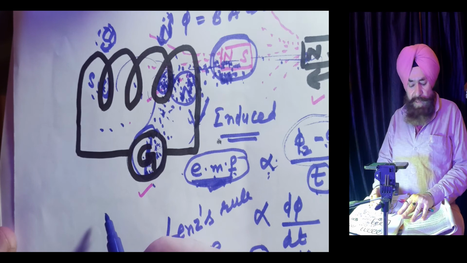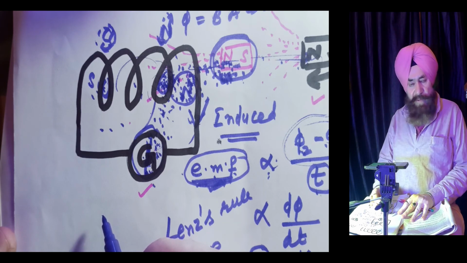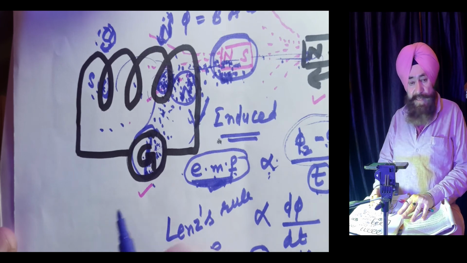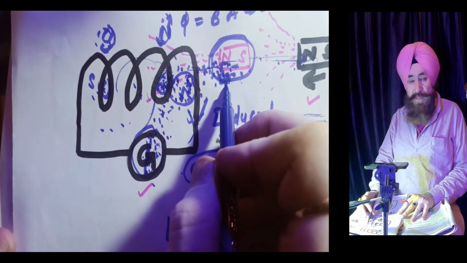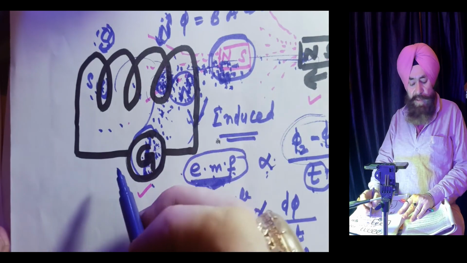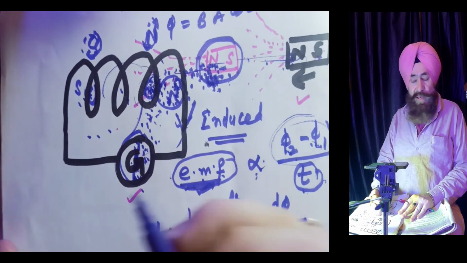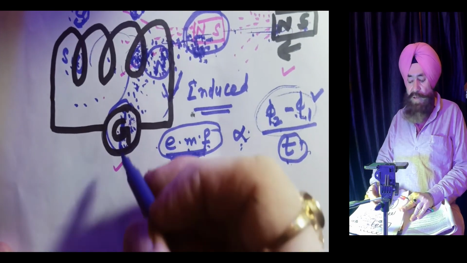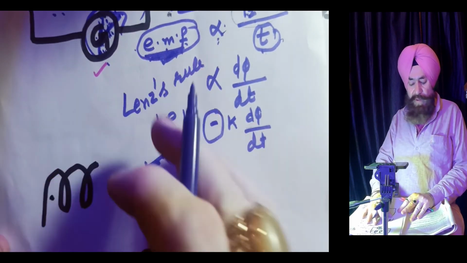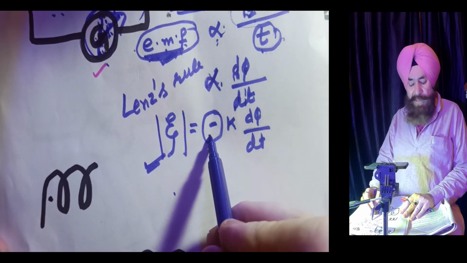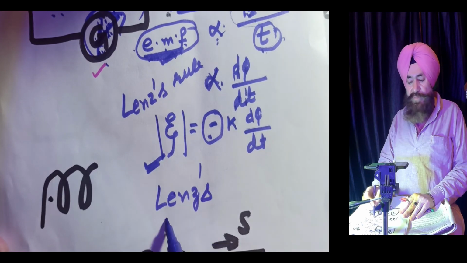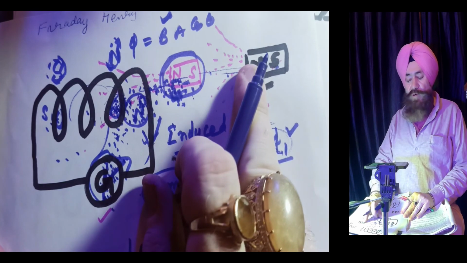Number one, whenever the amount of magnetic flux linked with the circuit changes, an EMF is induced in the circuit. The induced EMF lasts, meaning remains, as long as the change in flux continues. When the change stops, the induced EMF vanishes. And second, the magnitude of the induced EMF, meaning the amount of current, the amount of deflection in the circuit, is directly proportional to the rate of change of magnetic flux. The negative sign is because of Lenz's rule, meaning opposition. Induced current always gives opposition.